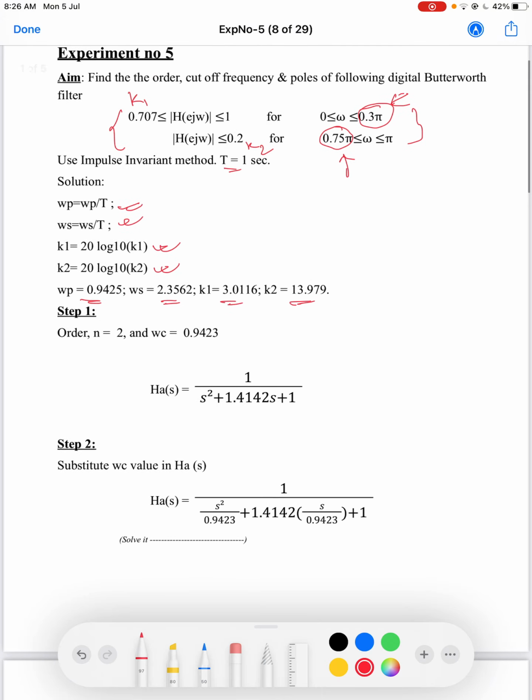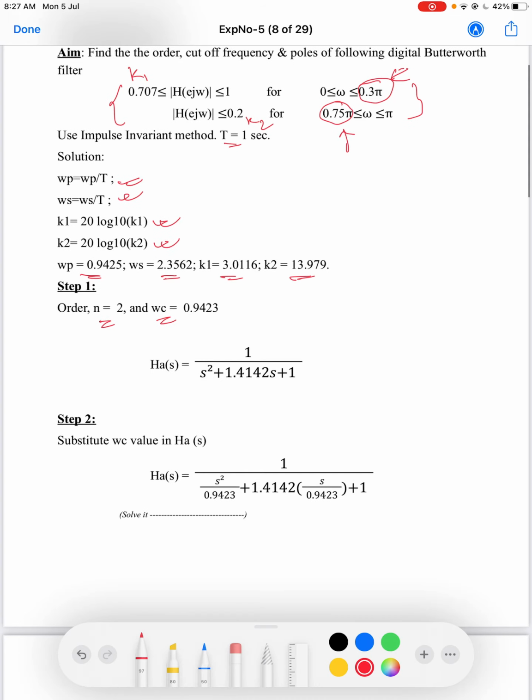From the previous class, I've taught you how to find the order and the cutoff frequency. I'm not going to do it again, so please refer to the previous videos for that. Since the order n is equal to 2, this is the standard Butterworth filter formula for order n equal to 2.